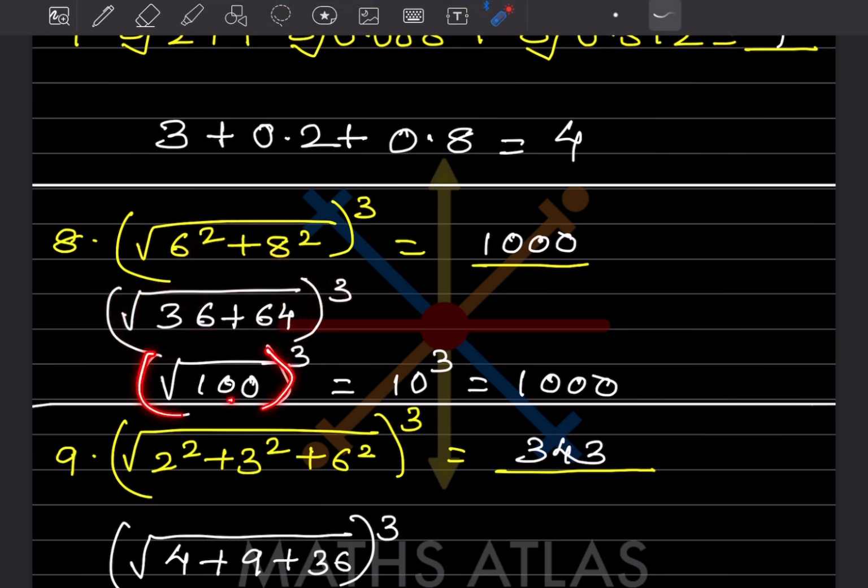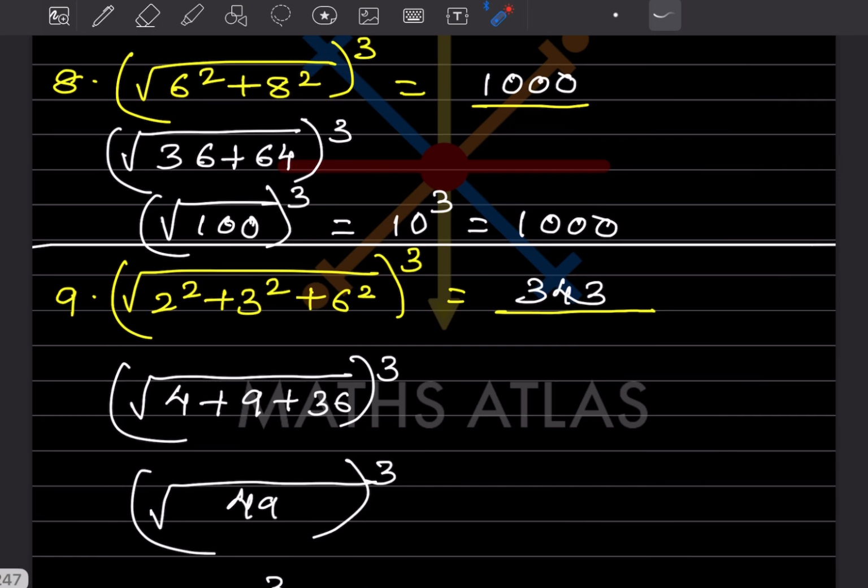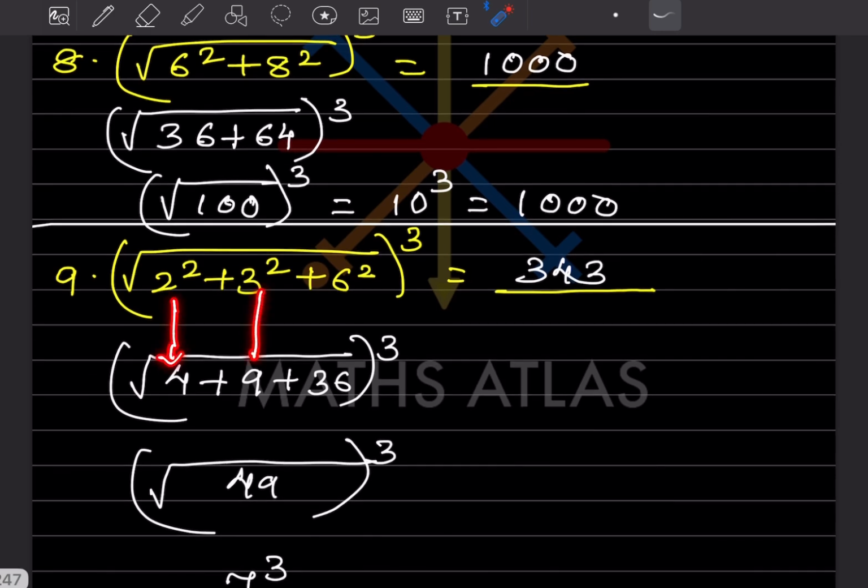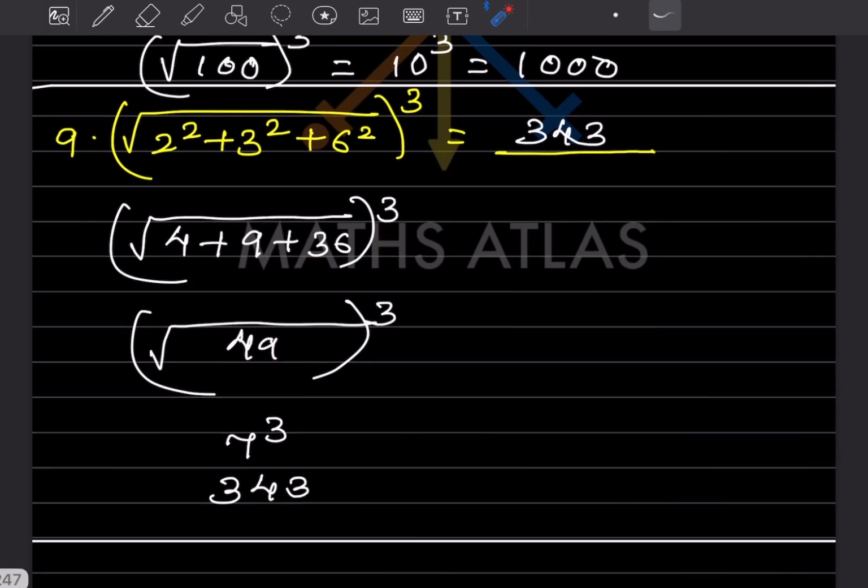And this is the 3 here. So this will be what? Well, root of 100 is going to be 10 raised to 3, which is 10 into 10 into 10, which is going to be 1000. Now for this one, we can write 4, 9, 36. And this 3 as it is, the exponent. So when you add this one, that is going to be 49. And this 3 as it is. So root of 49 is going to be 7. So this is going to be 7 into 7 into 7, which is 343.